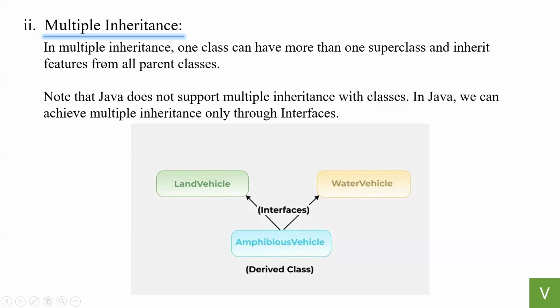This concept is known as multiple inheritance. But Java does not support multiple inheritance with classes. In Java, we can achieve multiple inheritance only through the concept of interfaces.